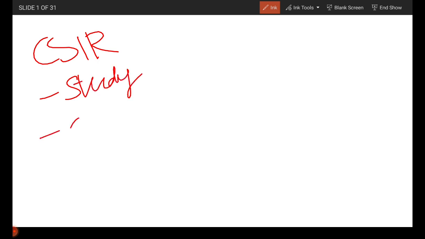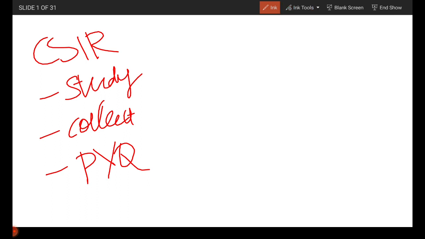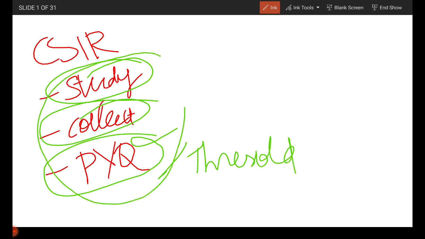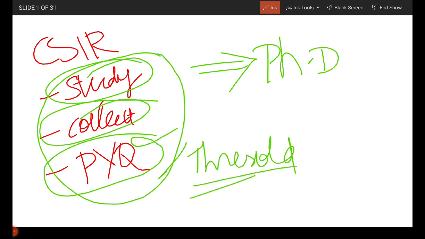For example, to clear the CSIR exam, you should study. You should collect materials. One student should read about the previous year questions. These are hard things to do for any PhD aspirant to clear the CSIR exam. This is a threshold level. If you cross this threshold level, there are high chances for you to join a PhD in a well-reputed institute. So this is a threshold.